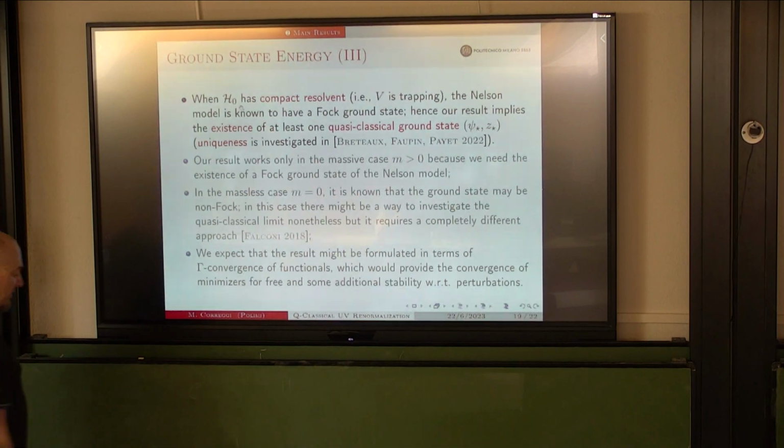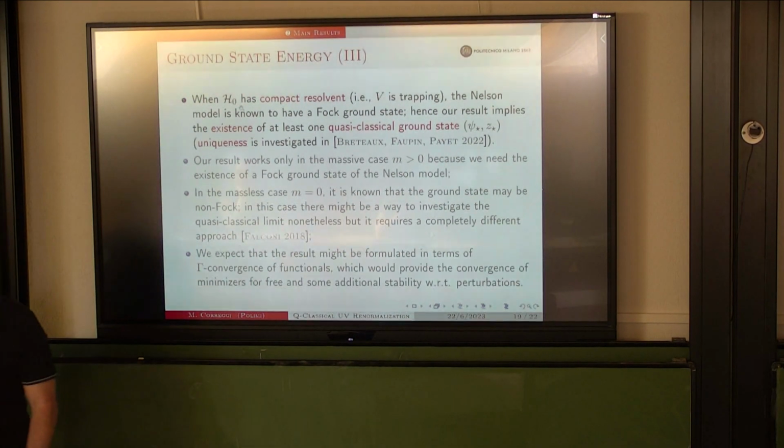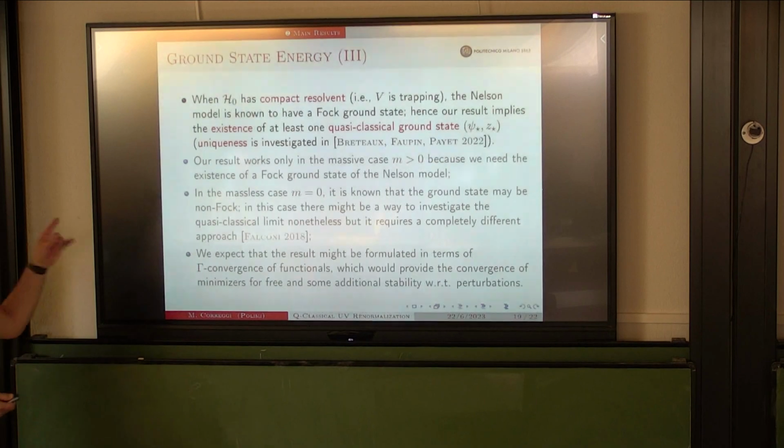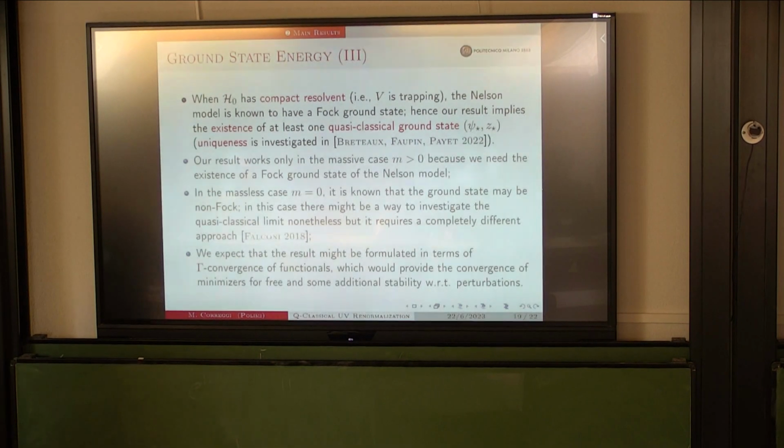One way to see that this assumption about the compact resolvent helps is the fact that when you assume it, and when the field is massive, you know that the Nelson model has a Fock ground state, which helps a lot, of course. But that's not the reason actually we have to assume that it has compact resolvent. It's a more subtle reason which has to do with the quasi-classical limit.